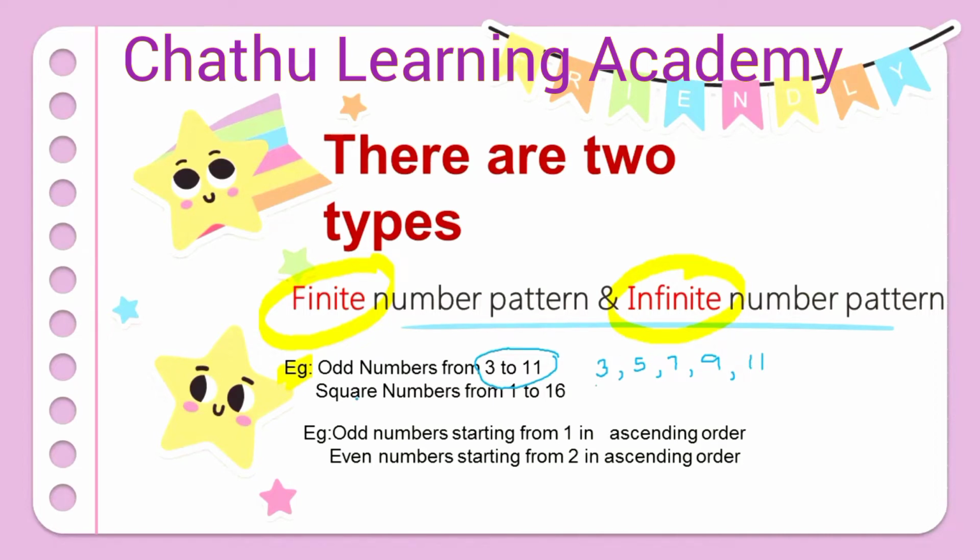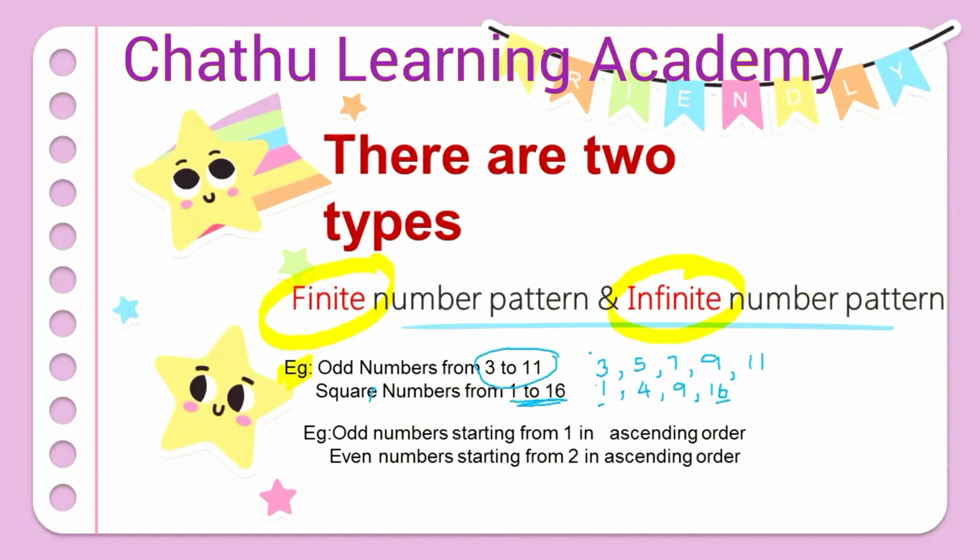Look at the second example. Square numbers. Square numbers from 1 to 16. Then this is the first one. First term 1. Second term 4. Third term, 3 into 3, 9. Fourth term, 4 into 4, 16. This is the first term. This is the last term. They have given the two boundaries.